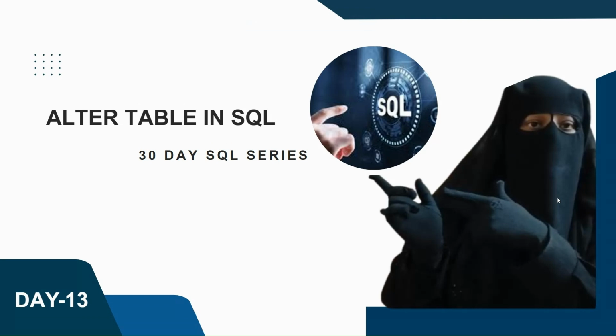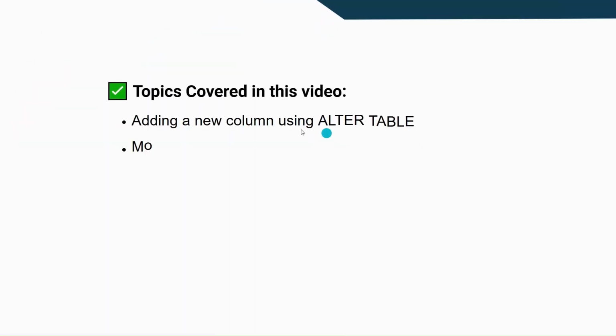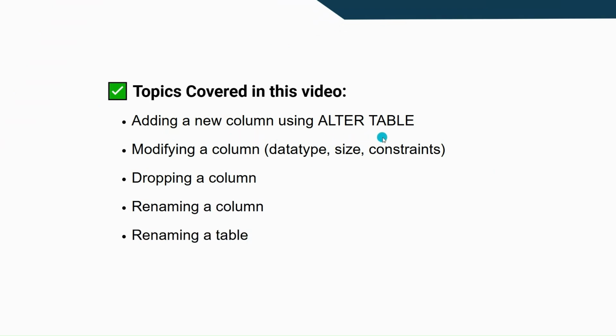In today's session, we are learning about the alter table command in SQL. The alter table statement is used when we want to modify an existing table structure without losing its data. So let us look at the topics covered in this video: we are going to add a new column using alter table, modify a column, that is data type, size and constraints, drop a column, and rename a table. Okay, let's get started.